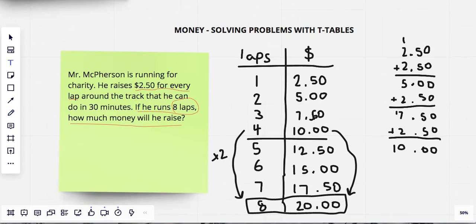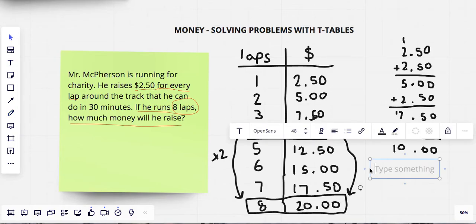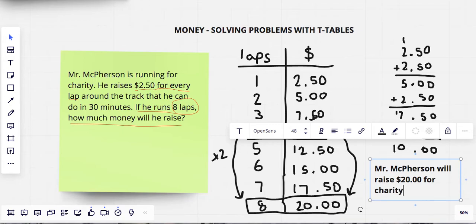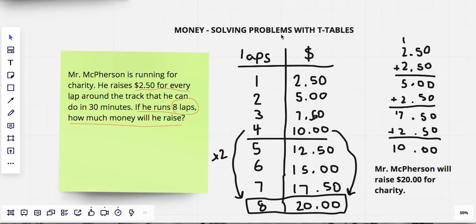So in this problem here, Mr. McPherson will raise $20 for charity. Okay, so there's an example of money popping up again in our math problems, and the way that we can solve these sorts of problems is by using a t-table.